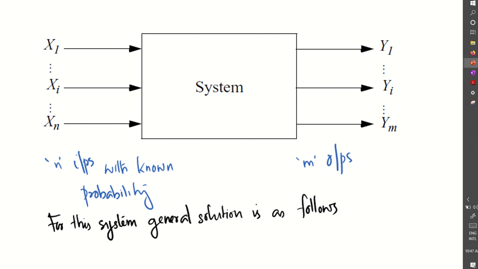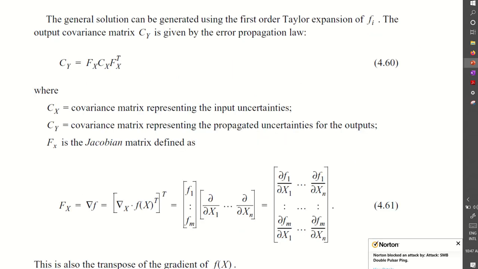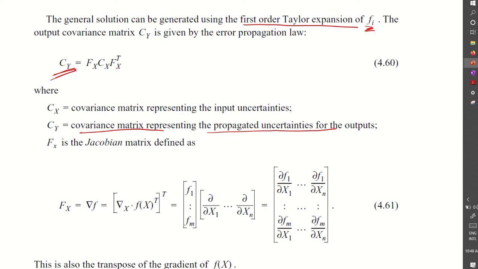Okay. Now, as we said earlier, in the case of error propagation, assume that we have n inputs with a known probability, and the system has m outputs. Propagating the error of each sensor at the input to the output, there is a general solution. Just learn that general solution by heart. It can be represented using the first order Taylor expansion of the function.